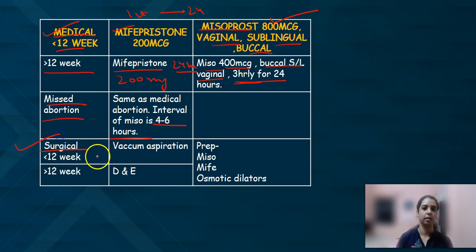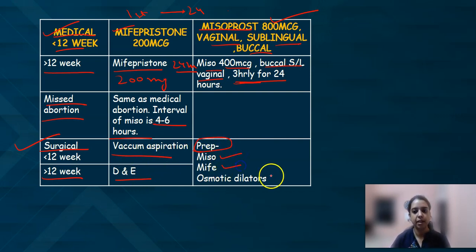In case of surgical, it says at less than 12 weeks, vacuum aspiration, manual or electrical vacuum aspiration. At more than 12 weeks, dilation and evacuation. These are the only 2 methods told by WHO. Preparation before these surgical methods could be by miso, MIFI or osmotic dilators.